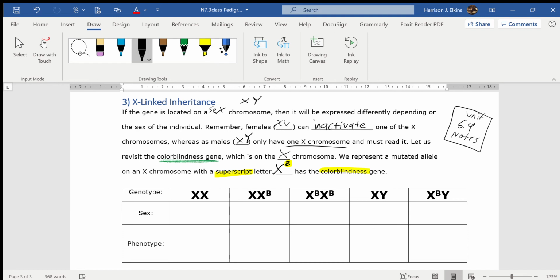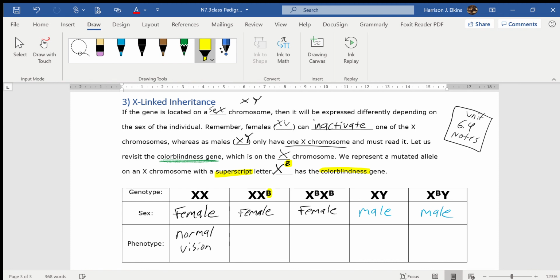So let's look at this table here. If a person has XX, what sex are they going to be? All right. Under most typical circumstances, they're going to be a female. And XX here, this will also be a female. This person will be a female. What about XY? Well, that's going to be a male. Now, let's say that a female does not have any mutations. She's just going to see normally, okay? So she's going to have normal vision.